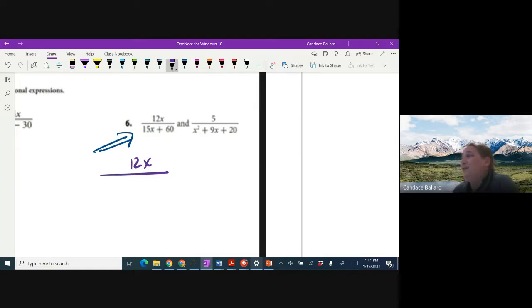Okay, so I think it's 15. You all agreed it's 15. If you don't know what 15 times 60 is, you should, because it comes up a lot. So it's x plus 4. Okay. All right, and then my other one is 5. What kind of factoring am I going to do in this other denominator? Don't disappoint me this time. We have a trinomial. There we go.